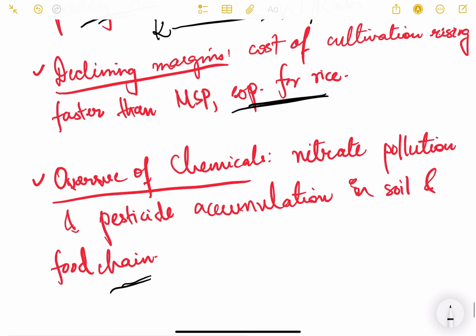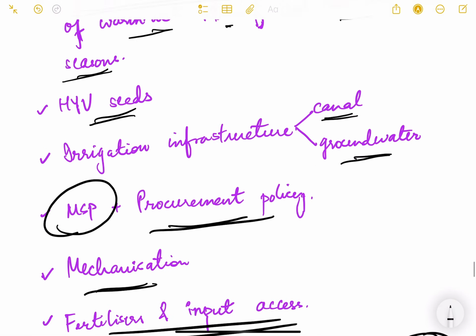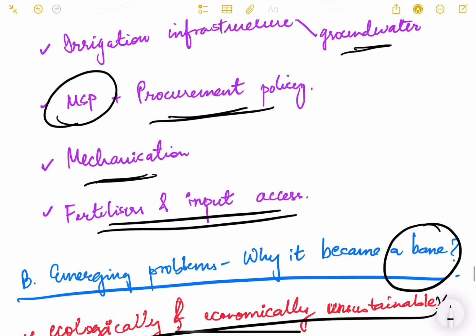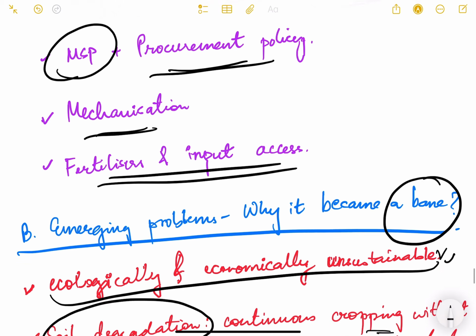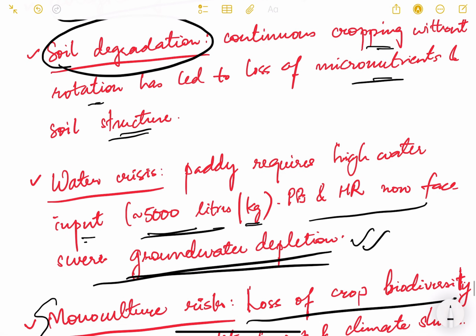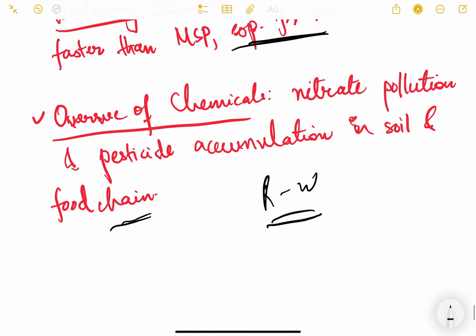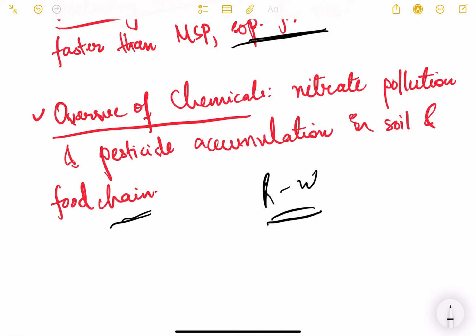So I hope, friends, you have understood the historical evolution of cropping patterns in our country and why the rice-wheat system succeeded. We saw that various factors are responsible for that, including government factors, climatic factors, availability of technology, and also what people got as incentives from the government as well as through various institutions. Those factors were important, but at the same time we also see how it became a bane and a problem for our country.